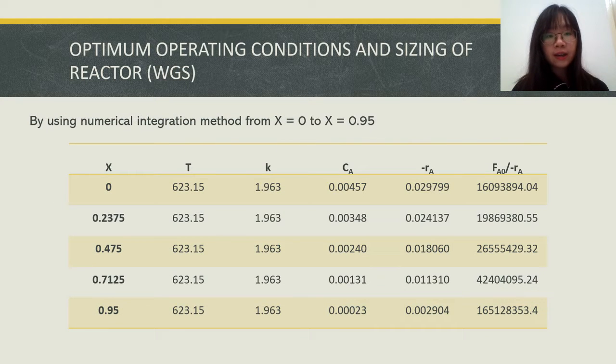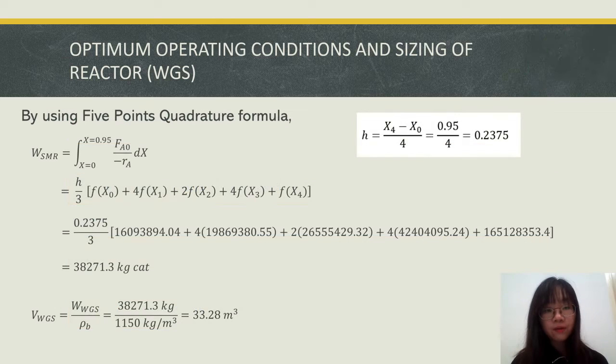For WGS, the same method is used, which is numerical integration method, from X equals 0 to X equals 0.95. And this table here is tabulated. And by using the 5 points quadrature formula, the weight of catalyst is calculated, which is 38,271.3 kilograms of catalyst, while the volume of the WGS reactor we get is 33.28 cubic meters.